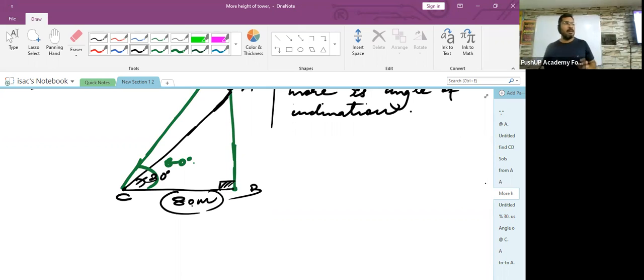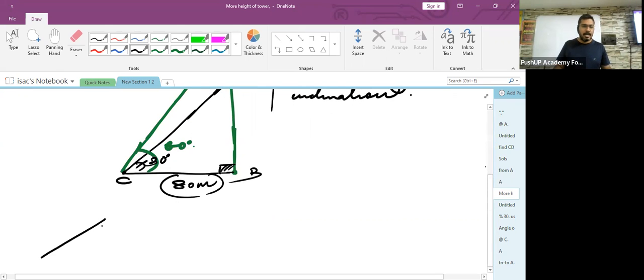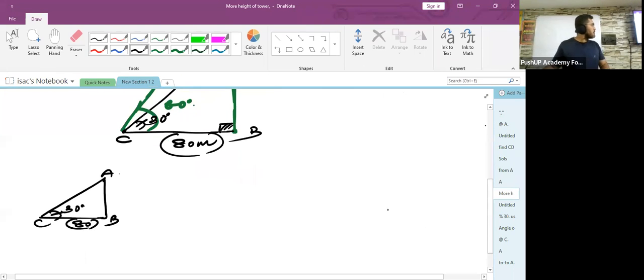80 meters. Now, what you should do, once the principal diagram is done, is separate it into 2 smaller and bigger diagrams, isn't it? So which are they? The first one is triangle ABC. Please draw it, children, everyone. The first triangle is ABC, where angle C is equal to how much? 30 degrees, and BC is equal to 80 meters. This part is clear?